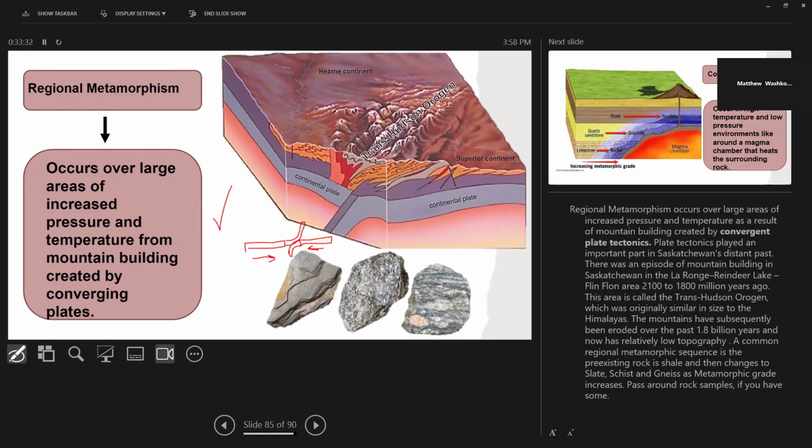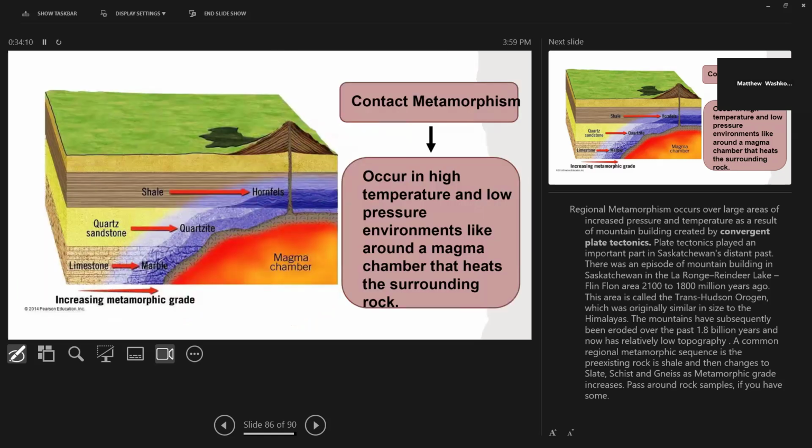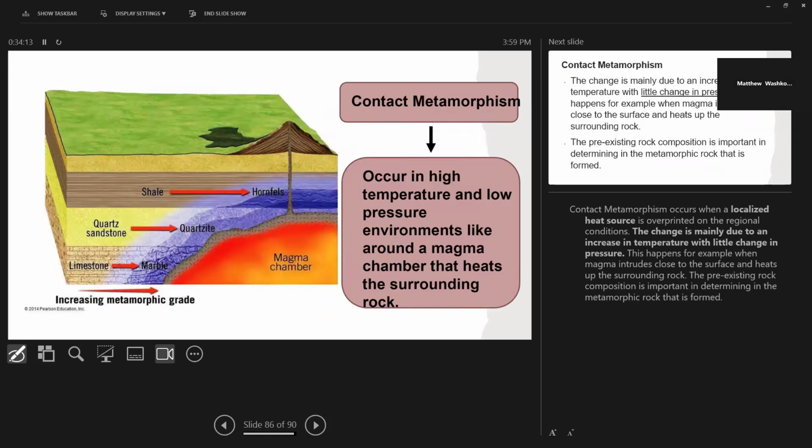Now, look at these rock examples here. There's lots of pressure that's been applied to these rocks. Now, why is this relevant to Saskatchewan? We don't have mountains here. Oh, but we have tectonic plates. Well, sorry, we've had tectonic plates, convergent plates. We don't really have them anymore, as far as I'm aware. But where in Saskatchewan is this relevant? La Ronge, Reindeer Lake, Flin Flon. Absolutely. Two billion years ago, that was a thing there. So you have regional metamorphism.